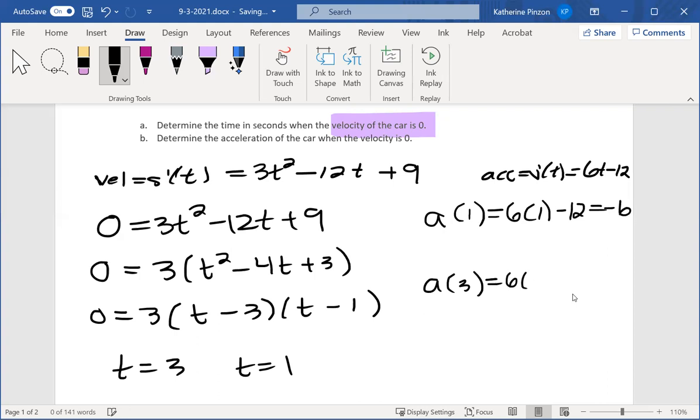-6, +6. So the first time the velocity is 0, they are decelerating at a rate of 6, whatever the units are, meters per second squared, yeah. And then at the second time, they are accelerating, they have a positive acceleration at a rate of 6.